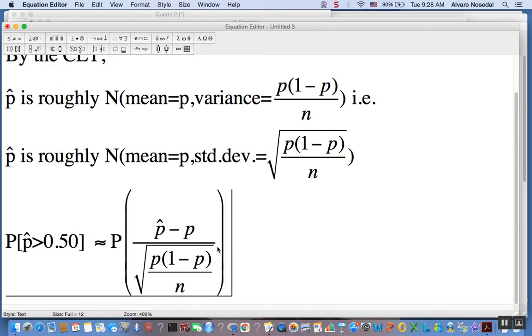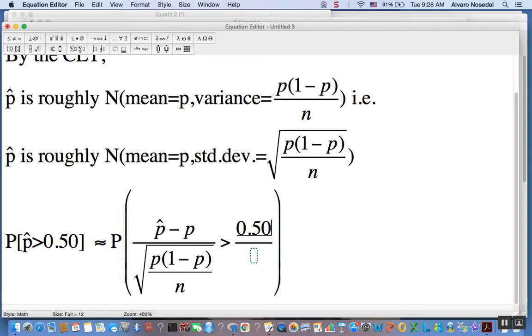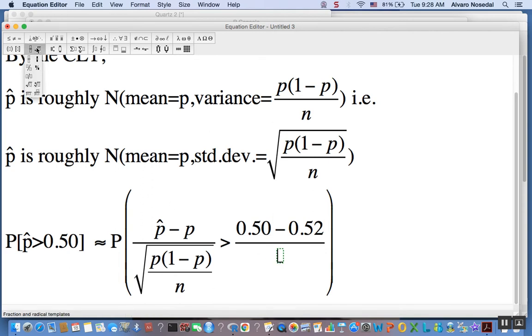Okay, greater than, and let me do it on the right hand side with numbers. P is assumed to be 52%. We are assuming that the popularity of this guy hasn't changed. Then we are going to have 0.52 times 0.48 divided by 300. You guys agree?